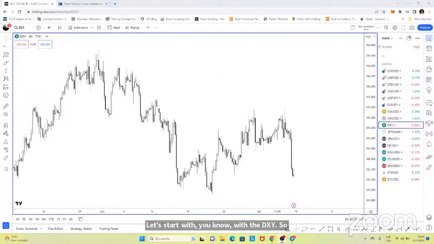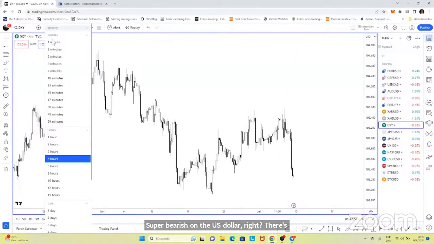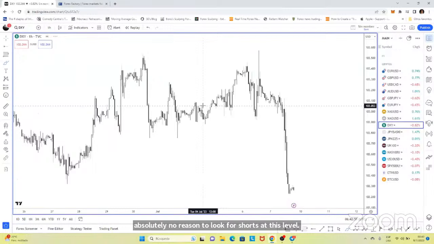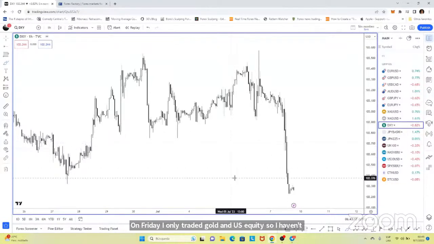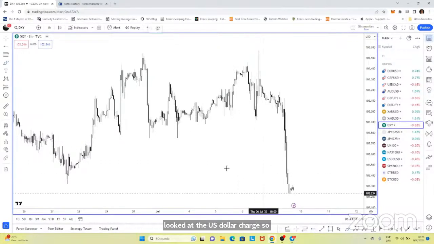Super bearish on the US dollar, right? There's absolutely no reason to look for shorts at this level. What I'm looking at here, let's go to the hourly. Now, I haven't seen this chart after non-farm payrolls on Friday. I only traded gold and US equity, so I haven't looked at the US dollar chart. So basically, what I'm looking at here is this.